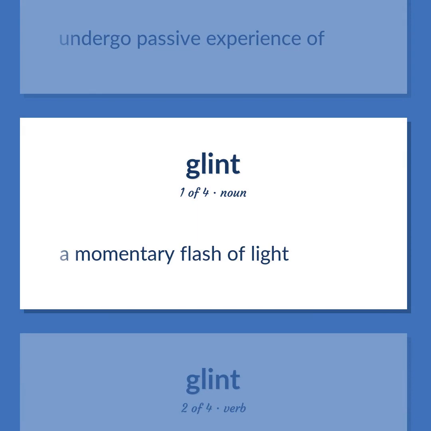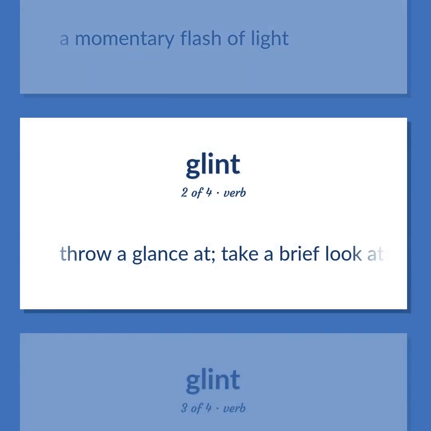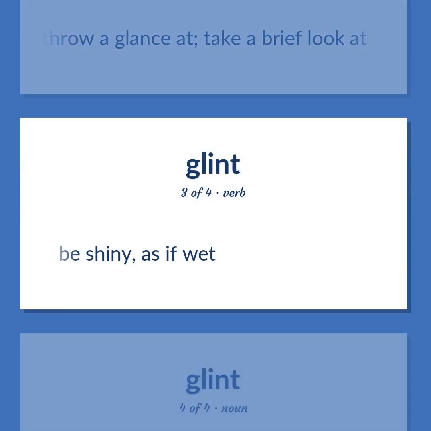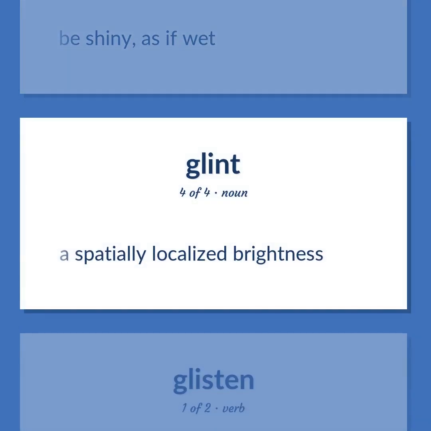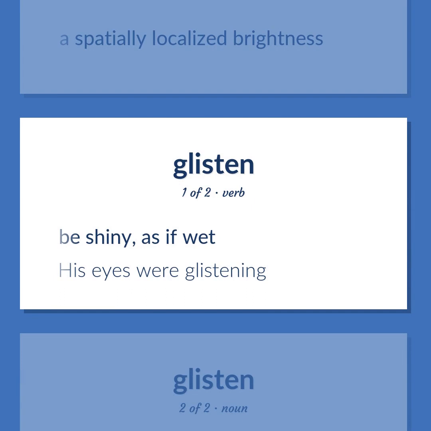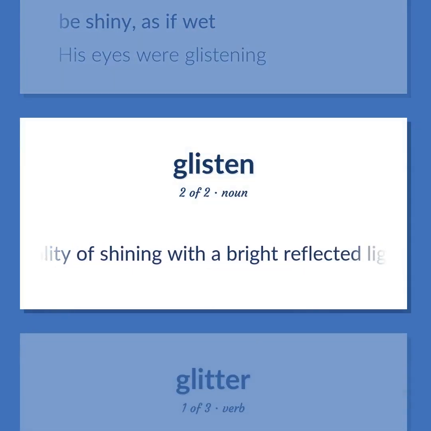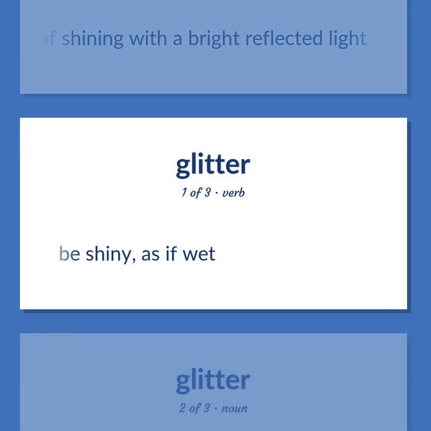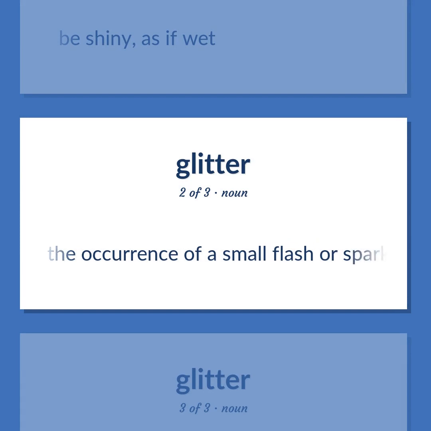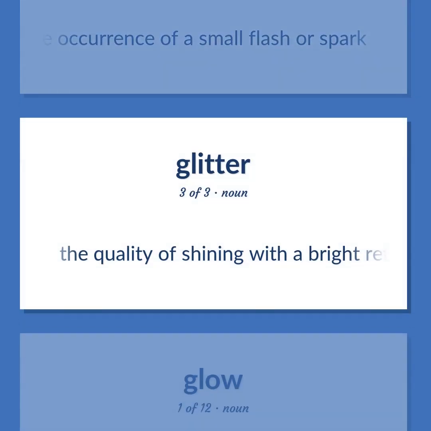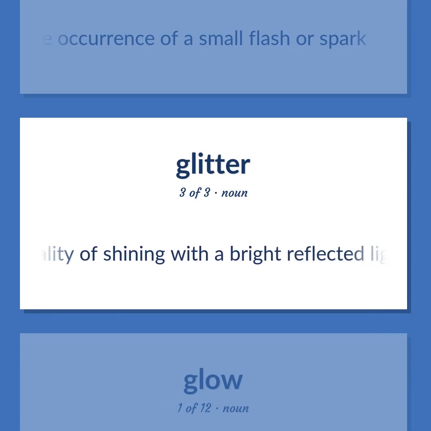A momentary flash of light. Throw a glance at. Take a brief look at. Be shiny, as if wet. A spatially localized brightness. Be shiny, as if wet. His eyes were glistening. The quality of shining with a bright reflected light. Be shiny, as if wet. The occurrence of a small flash or spark. The quality of shining with a bright reflected light.